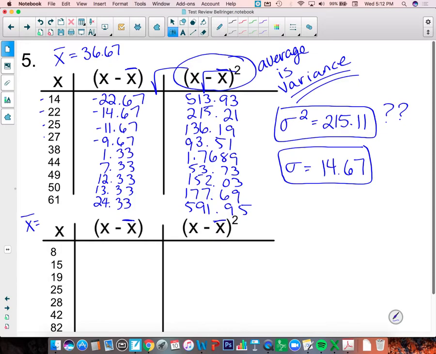And I think the other thing we needed was range, maybe? Find the range. So we need the biggest minus the smallest. So my biggest one, since we listed it from least to greatest, we're going to have 61 minus 14. Range is 47.